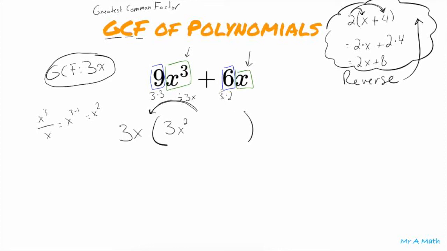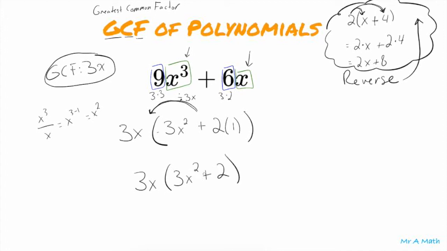And then again over here, if I have 6x, and I divide out a 3x, well, what's 6 divided by 3? Well, 6 divided by 3 is 2. And what is x divided by x? Well, that's just going to leave me with 1. And so I don't really have to write that 1, because 2 times 1 is just the same as 2. So I can write my answer as 3x times 3x squared plus 2.